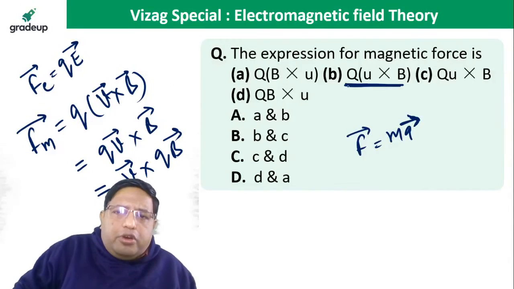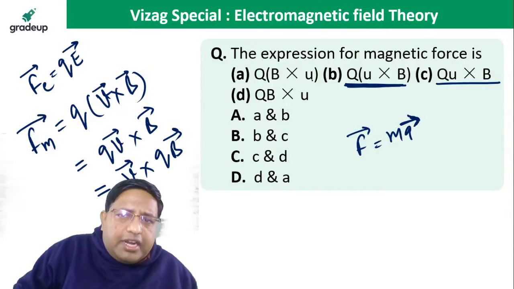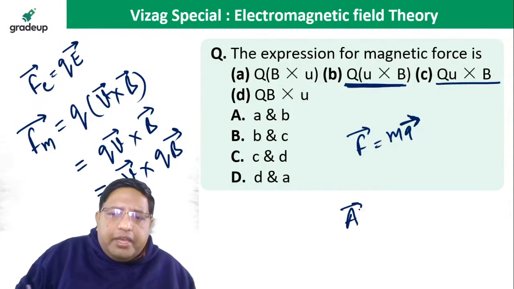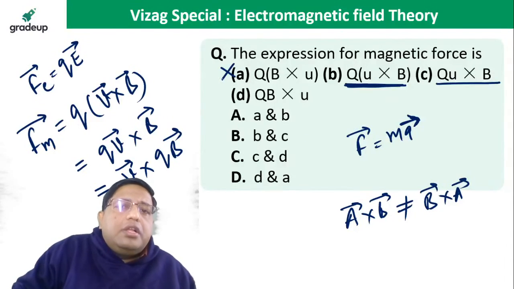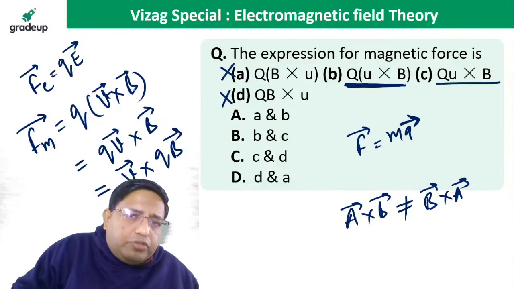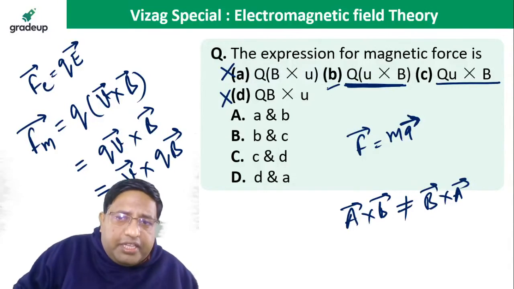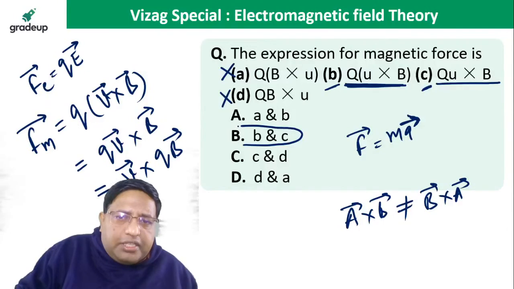So this means B option is correct or C option is correct. But this option is not correct, because A cross B is not equal to B cross A. You already know, A cross B is not equal to B cross A. So A option is wrong. Because magnetic force is V cross B, B option is correct and C option is correct. B and C, both options are correct.